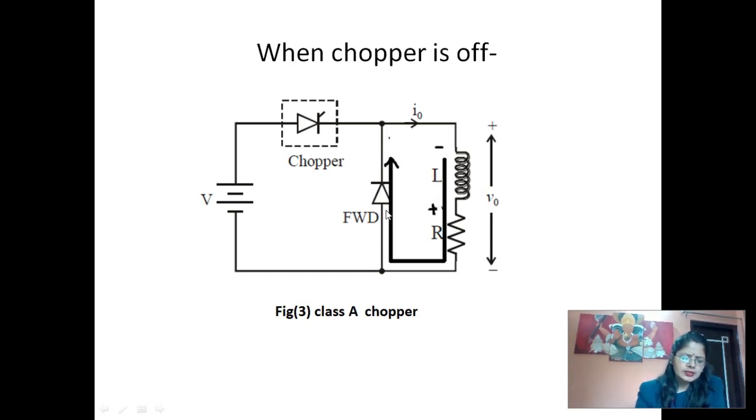So here we see in both cases, when chopper is on or when chopper is off, the output voltage is positive and the output current is positive, or we can say the output current is in the same direction, that is also positive. Therefore, this is called first quadrant operation.